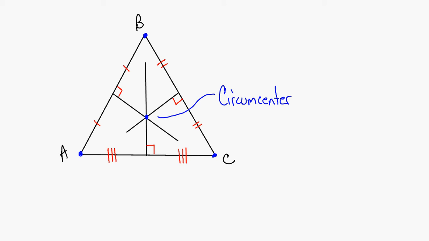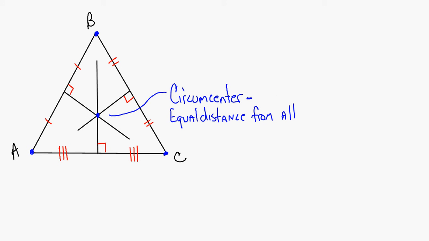The circumcenter, that's equal distance from all vertices. The circumcenter, it's equal distance from all vertices.